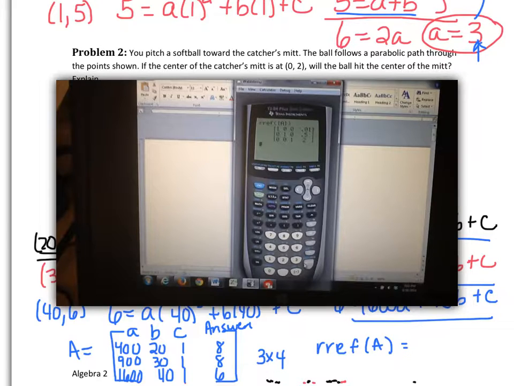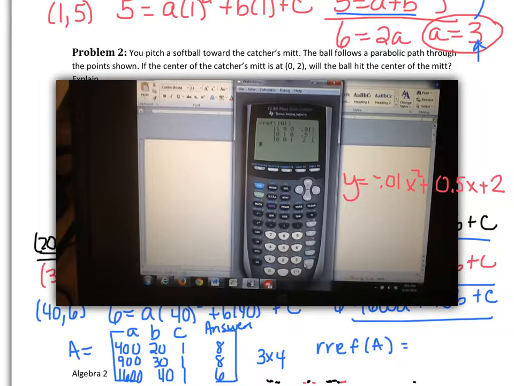So I can now rewrite my equation, and my equation is going to look like this then. Let's get a good color here. y equals, again, a is -0.01x² plus 0.5x, that was my b, and my c is 2.